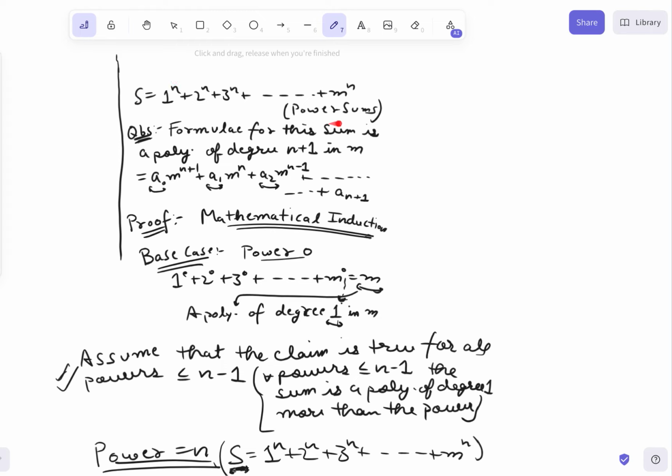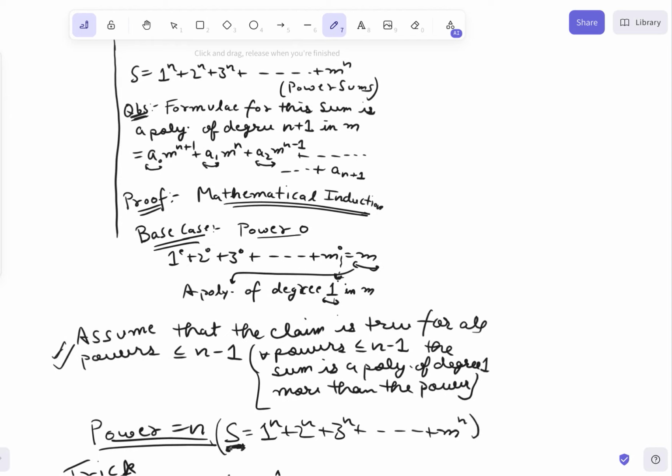Now one observation that I just told you is the formula for these sums is a polynomial of degree n plus 1 in m. What that means is it will look something like a naught m power n plus 1 plus a1 m power n plus a2 m power n minus 1 dot dot dot up to a n plus 1. Of course, these will not be variables, these will be the coefficients, and that is our aim, to find these coefficients.